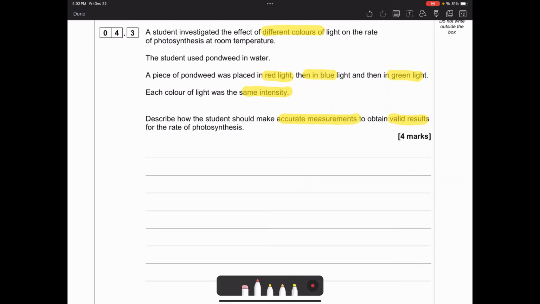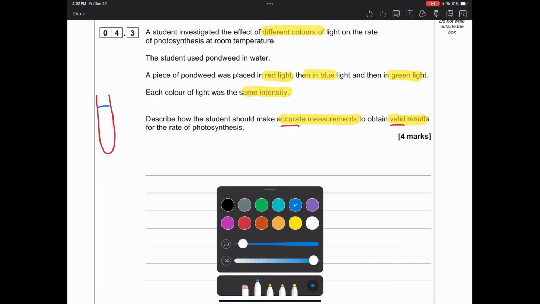Okay, so in this practical, you should be thinking of your required practical when you're measuring the rate of photosynthesis with pondweed. Now, the basic method, which is not accurate or not valid, is using when you've got a pondweed in water.